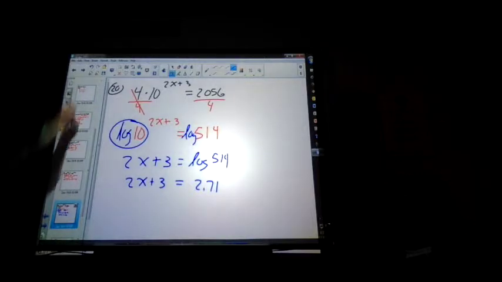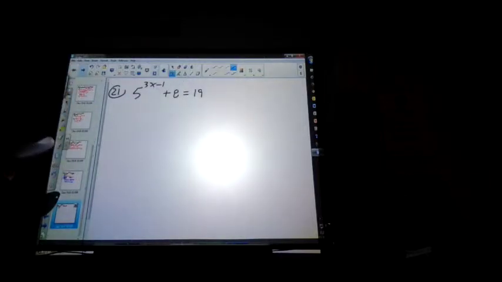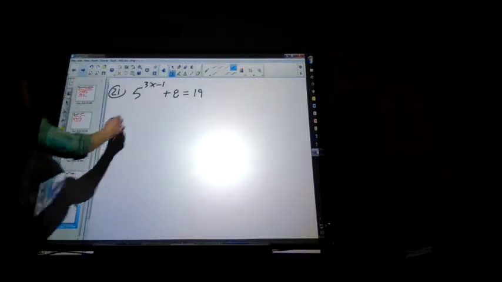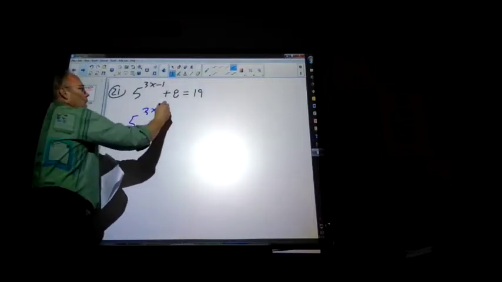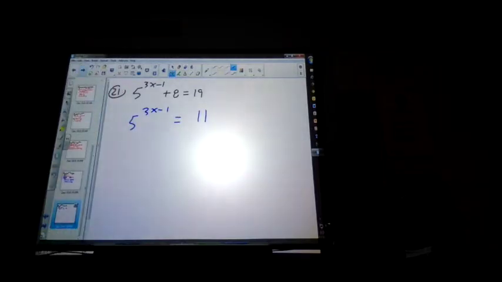Problem 21. Where should we go? Subtract 8. Love it. Okay, get 5 to the 3x minus 1 equals 11. So you guys went log base 5. I've got to think about that. I like it. I like your thinking. Log base 5 on both sides. You know what? I'm going to stick with it.